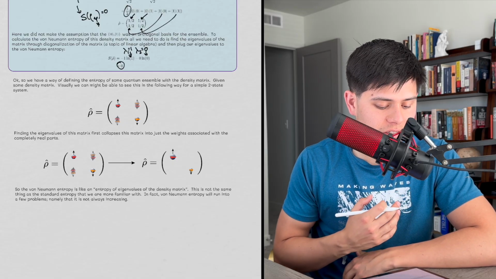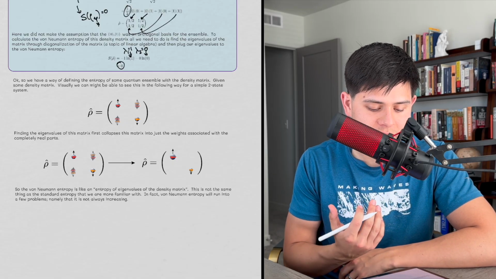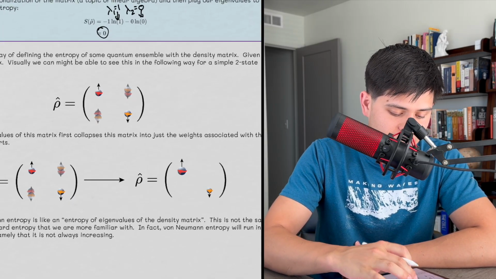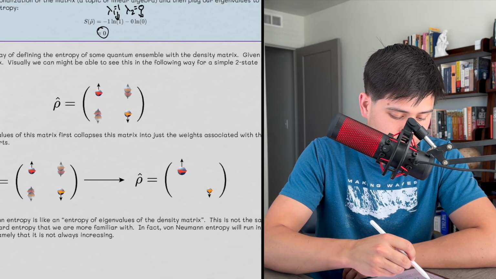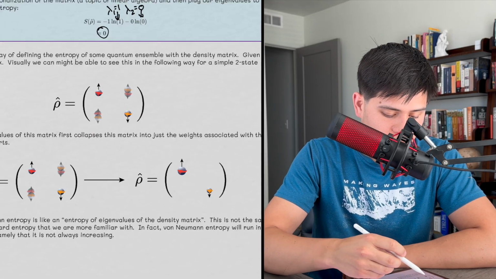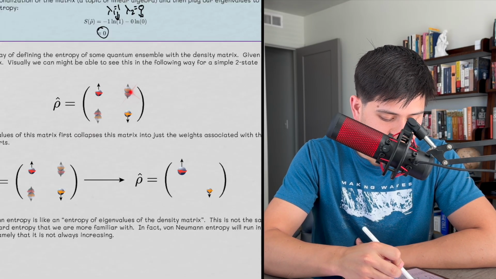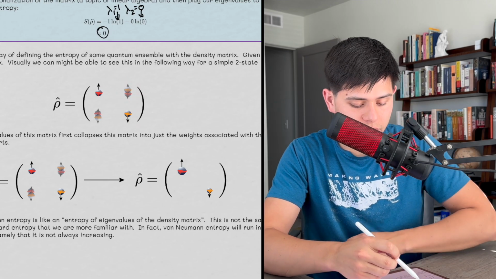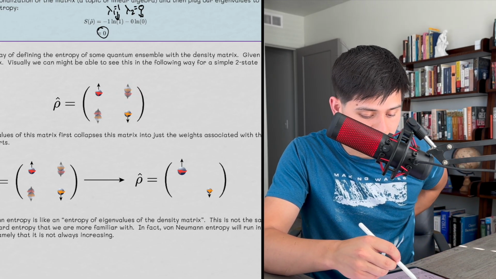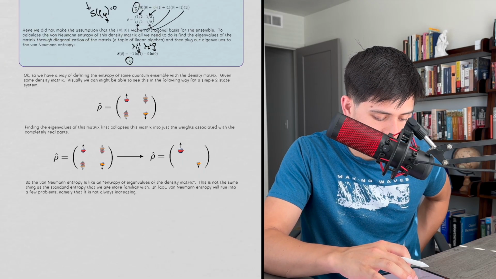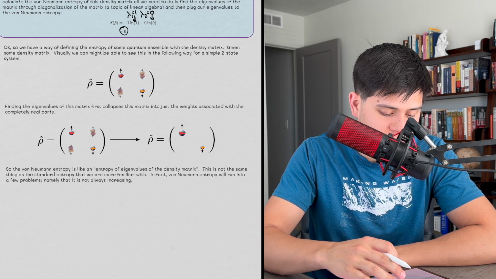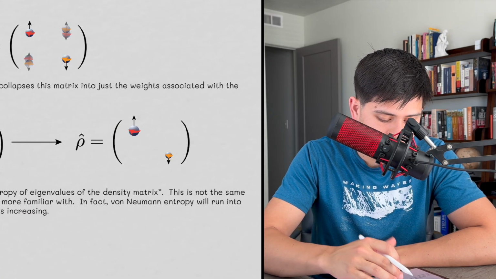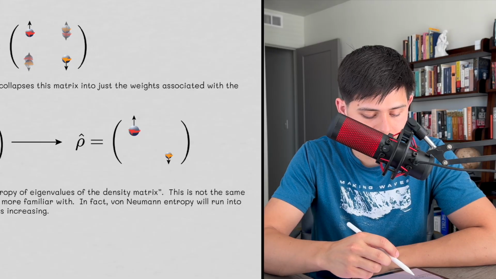Given some density matrix, for a simple two-state system we might visualize it in the following way: we have a density matrix that looks like this, and the off-diagonals are the superpositions, where the on-diagonals are the pure states. These are the states that we measure, and finding the eigenvalues of this matrix collapses it into weights associated with just the completely real parts. That's going to be the diagonal parts.